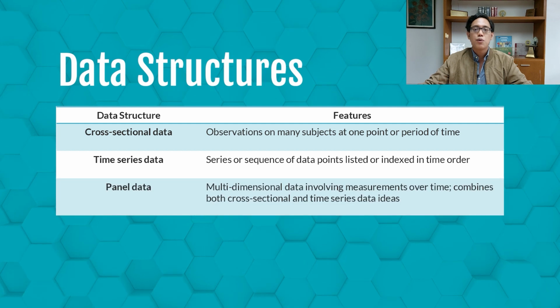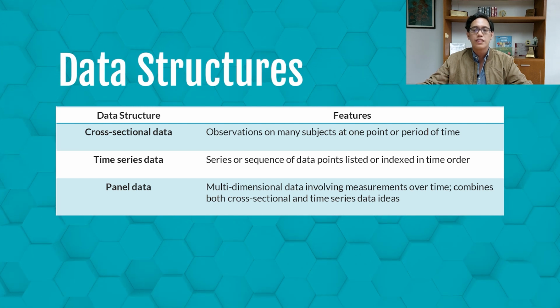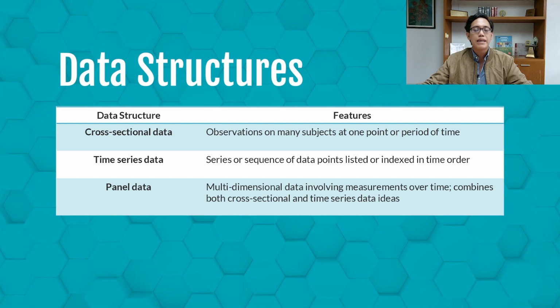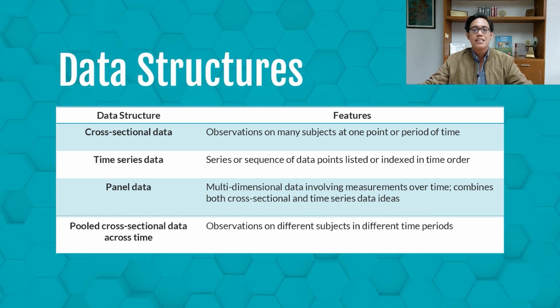Panel data combines both cross-sectional and time series data ideas in that they contain multidimensional data involving measurements over time. Panel data is most useful when looking at how several or many subjects might change across time. Finally, pooled cross-sectional data across time differs from panel data because while panel data deals with observations on the same subjects in different times, pooled cross-sectional data across time observes different subjects in different time periods.